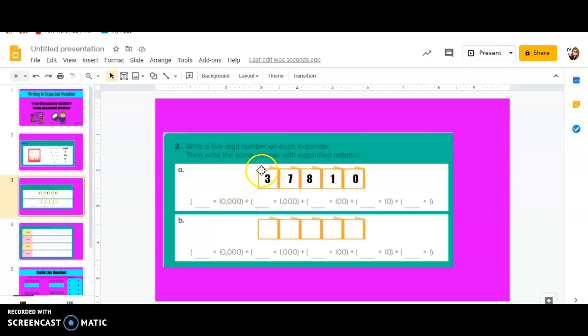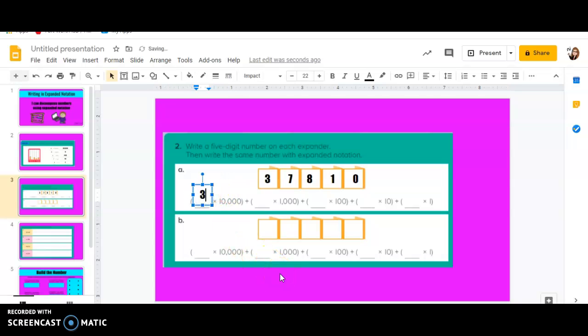In my 10,000s place, I'm starting at the front. I see that I have a 3. That was what I chose. So the digit in the 10,000s place is the number 3. So that's what I'm going to fill in for that spot. When I move on to my next parentheses, I'm looking for the digit in the thousands place. The digit in the thousands place is my number 7, so I'm going to fill in the number 7. In my hundreds place, my digit is the number 8, and so I put the number 8.